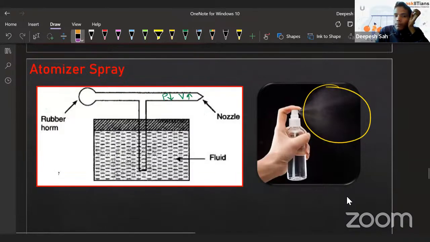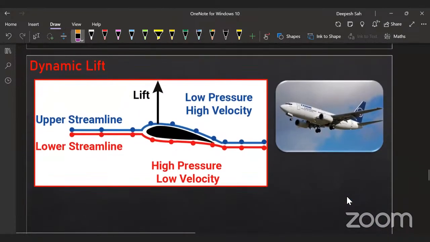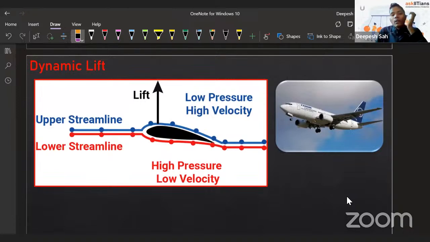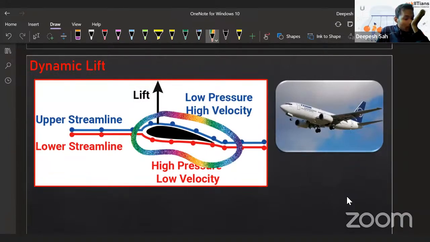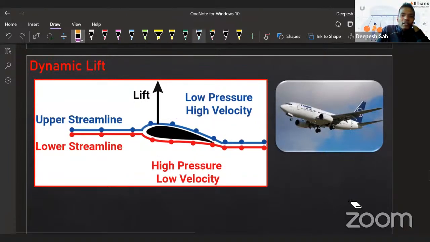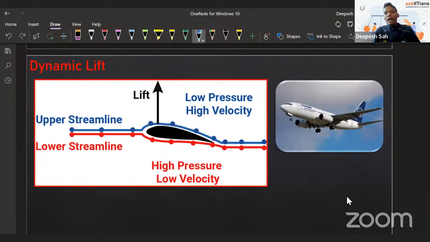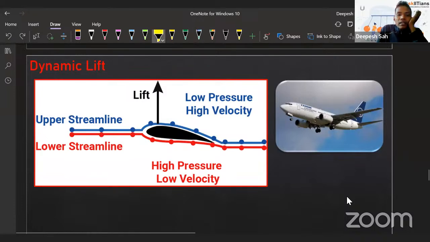Understanding it? Yes, sir. Similarly, dynamic lift, which happens in airplanes, and a lot of people call it the Magnus effect as well. What happens? The wings of an airplane are made in such a way that they help the plane go in the upwards direction. How? The upper streamline, the air going over the upper part, has a higher velocity, and the lower streamline has a lower velocity. Now, can I say that this is happening due to the shape?